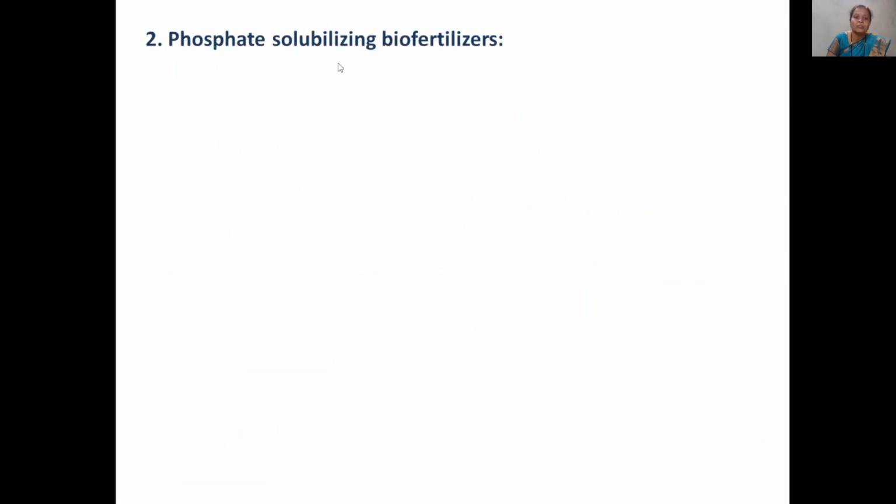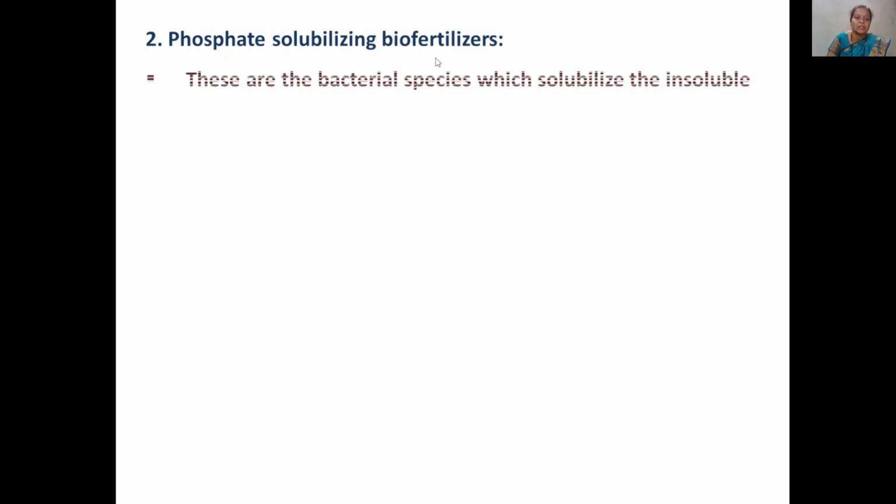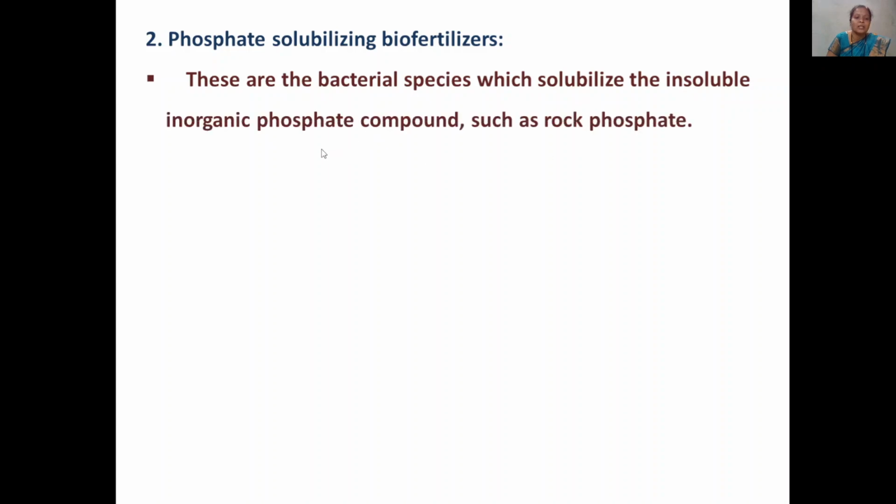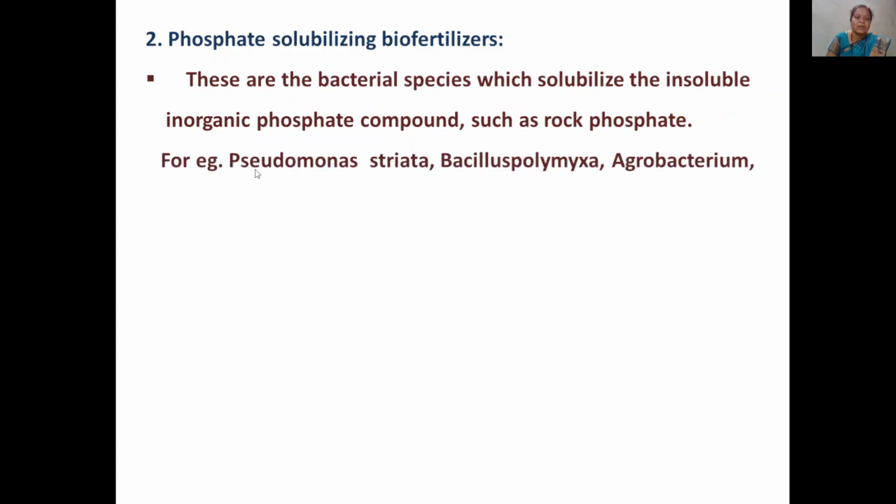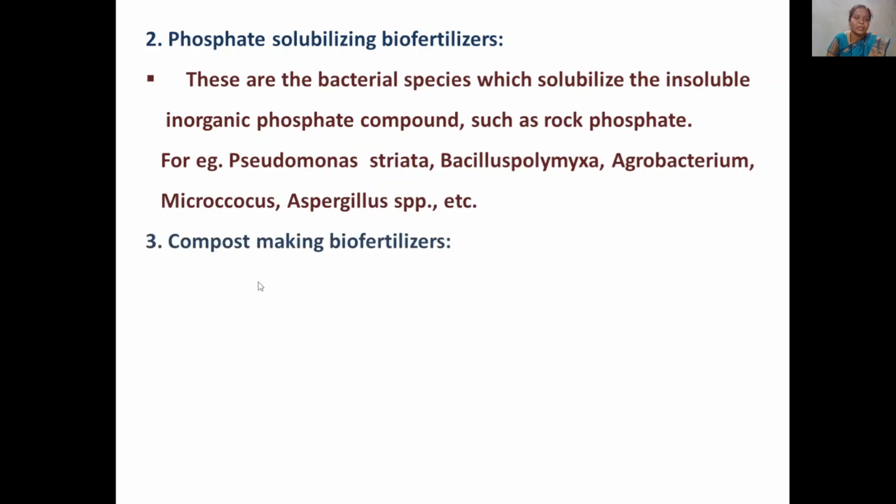Go to next slide. Phosphate solubilizing biofertilizers. These are the bacterial species which solubilize the insoluble inorganic phosphate compounds such as rock phosphate. For example, Pseudomonas striata, Bacillus polymyxa, Agrobacterium, Micrococcus, Aspergillus species, etc. Compost making biofertilizer.